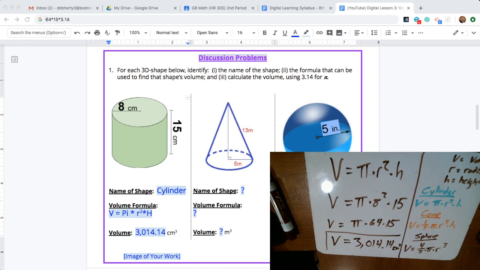At this point, you should be trying to work out the volume formula for the cone problem. The next shape we're working with is a cone, so figure out what's the volume formula I need to use for that. And also, once I have that formula, how do I figure out the volume for it?